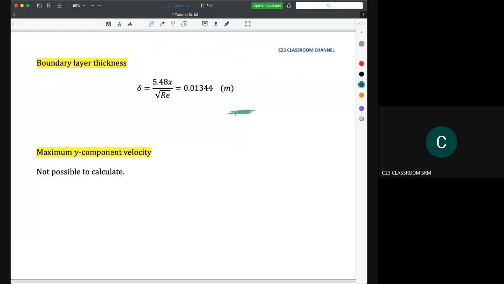And then to calculate the maximum y component velocity. Here, because we differentiate using the velocity profile, it is not possible for us to calculate it by using that method. So that means if you still want to calculate the component velocity, we need to use the idea of ideal flow, and also the idea of differential form. Okay, that means we don't have any answer here.